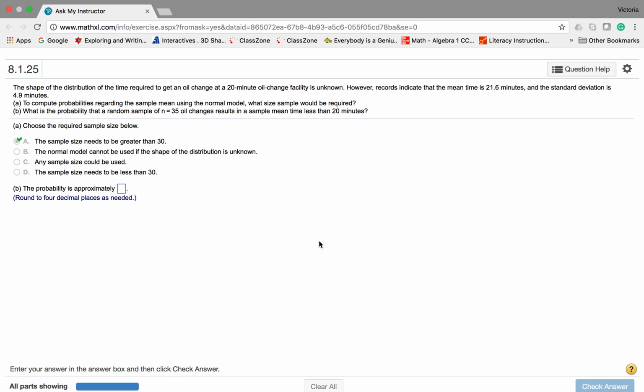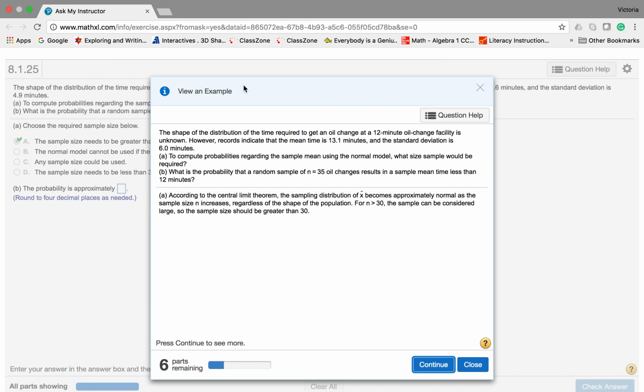Okay, now to find the probability, this can be a little bit daunting at times. So a great thing to go through is your question help. And if you go to question help and you click view an example, if you do help me solve this, it's not going to give you full credit right away. It's a great way to kind of go through and solve it if you're having a ton of trouble. But view an example I always like because it will still give me full credit at the end. So if I click view an example, it's going to explain here, it won't give me the exact numbers, it's going to give me a 12-minute oil change, 13.1 minutes, standard deviation of 6, but they're going to be using the same sort of deal.